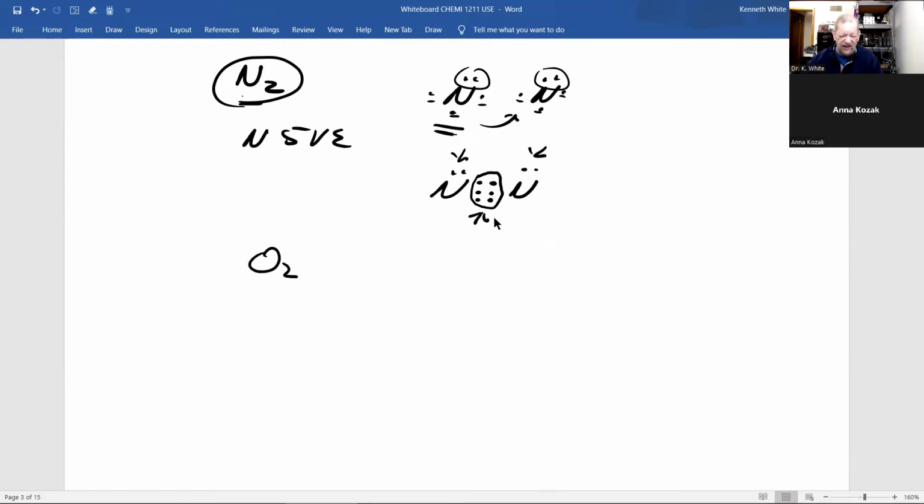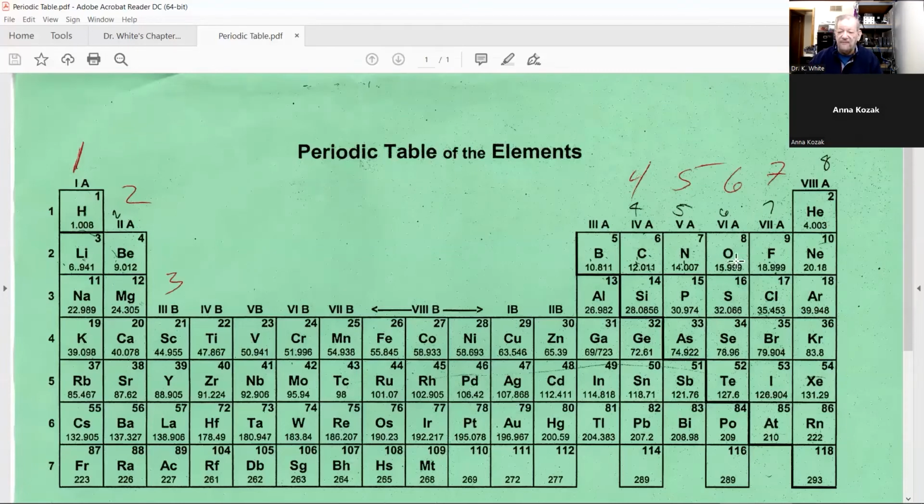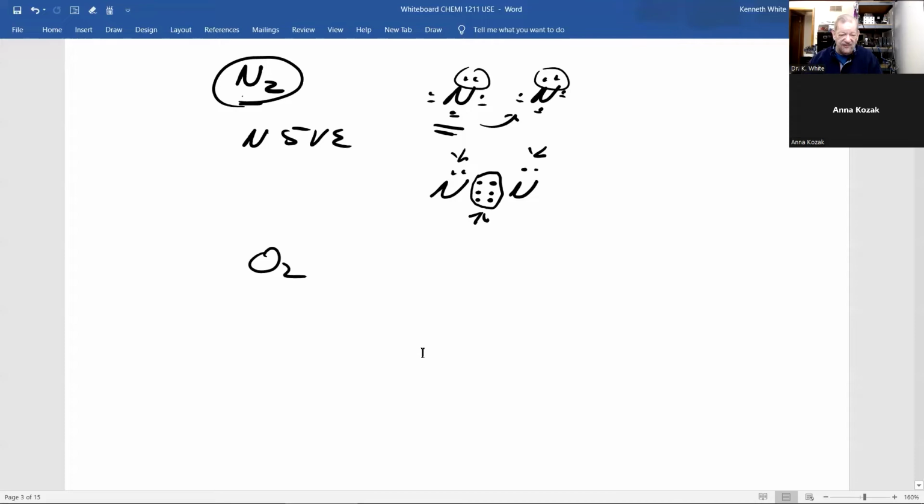Now, I'm going to let you have a chance to try it. Draw the Lewis structure for oxygen. Now, I'm going to help you out. You need to find the valence electrons for oxygen. If we look at our friendly neighborhood periodic table, oxygen, look on top, number 6. And therefore, oxygen has 6 valence electrons. And now it's your turn. Why don't you draw the Lewis structure for oxygen gas, which you're breathing in now and out and keeping you alive?